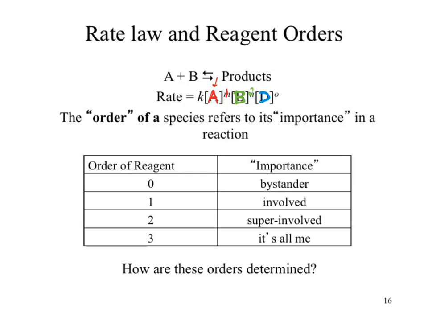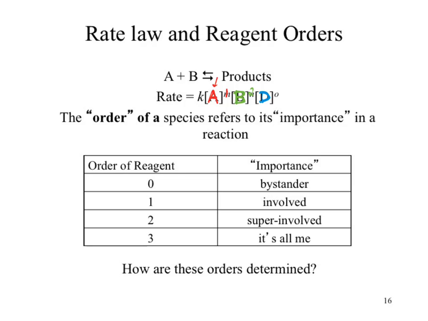A hand-wavy argument to come out of that is now the importance of said species. If the order of the reagent is 0, it's not important to the reaction at all. It's a bystander. If the order is 1, it's involved in the rate of the reaction and what's causing the speed of our reaction. If it's an order of 2, super, super involved. If it's order 3, pretty much that entire reaction is dependent on that reagent and that reagent alone.